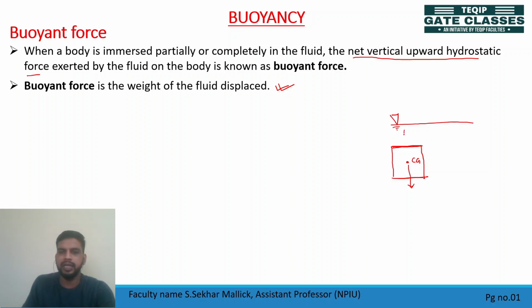Suppose the net resultant of hydrostatic force, how much will it be? How much hydrostatic force will act on this horizontal surface? Suppose this distance is h1, assume, and the bottom distance is h2. Then tell me, how much will the hydrostatic force on this horizontal surface be? Will it be equal to omega a h1? This is the hydrostatic force on the top surface of the solid.